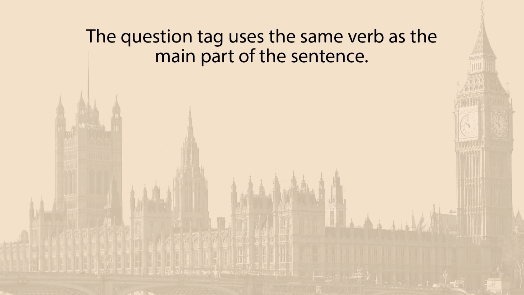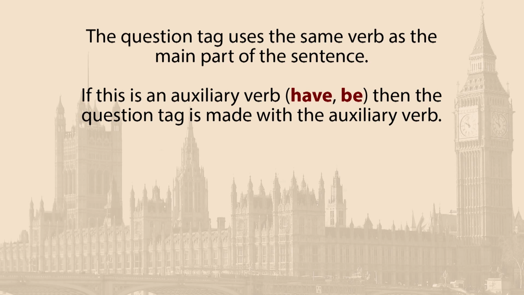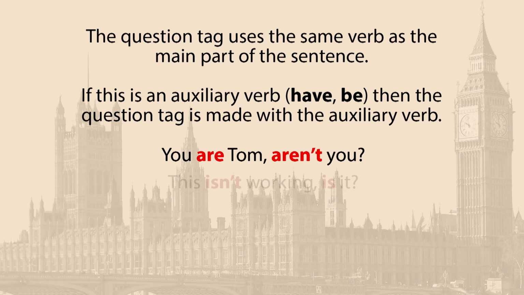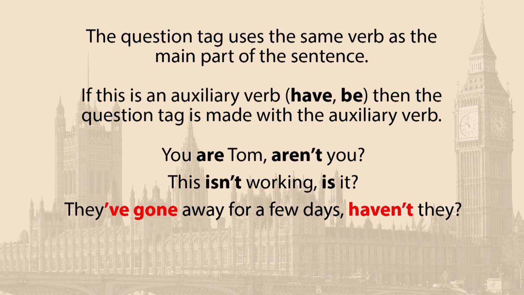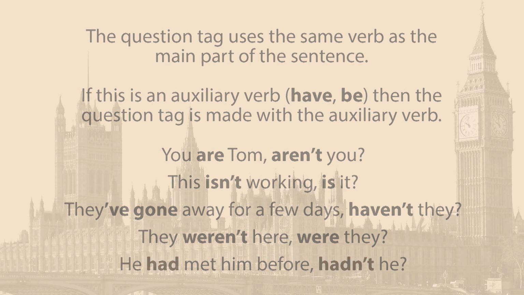The question tag uses the same verb as the main part of the sentence. If this is an auxiliary verb, like have or be, then the question tag is made with the auxiliary verb. For example, "You are Tom, aren't you?" "This isn't working, is it?" "They've gone away for a few days, haven't they?" "They weren't here, were they?" "He had met him before, hadn't he?"